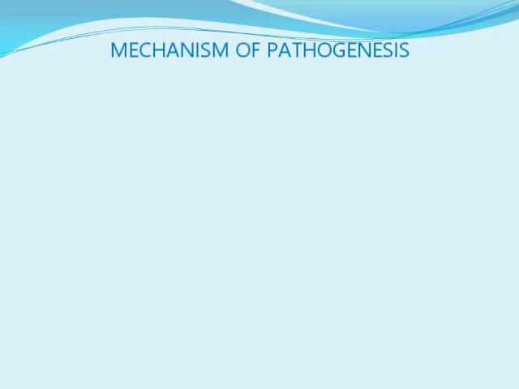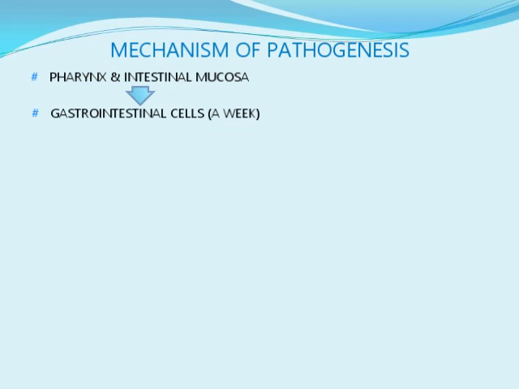Next is mechanism of pathogenesis. Once the virus enters the body, it undergoes a mechanism to successfully cause infection. From those modes of transmission, it is seen the virus either enters through the oral cavity or nasal cavity. So from the site of entry, the virus initially multiplies in the pharynx and intestinal mucosa and goes down and divides in the gastrointestinal cells for about a week and then enters the lymphoid tissues.